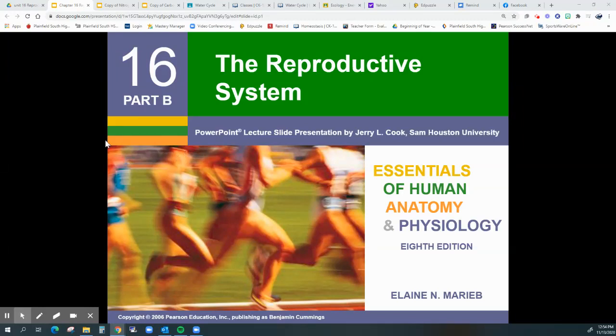All right, so the next chapter we're going to take a little bit of a look at is chapter 16. We're going to start off with female reproductive organs first, anatomy, as well as talk a little bit about the menstrual cycle and pregnancy at the beginning of this week, and then we'll kind of switch gears and talk mostly about male reproductive at the end of next week, beginning of the following week, okay?